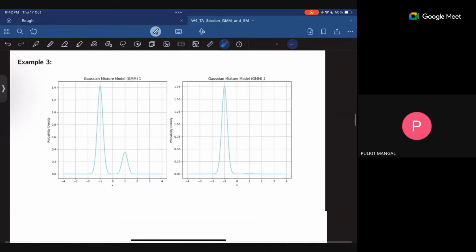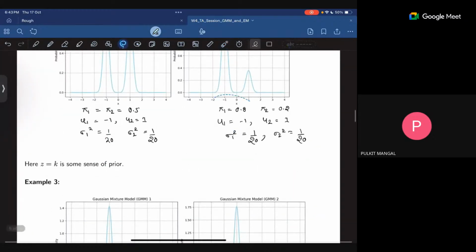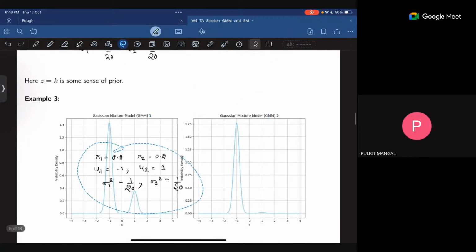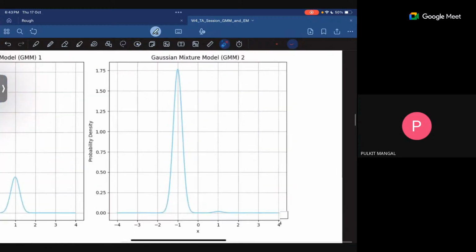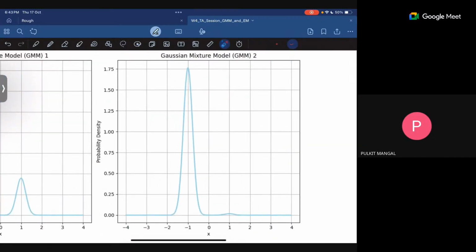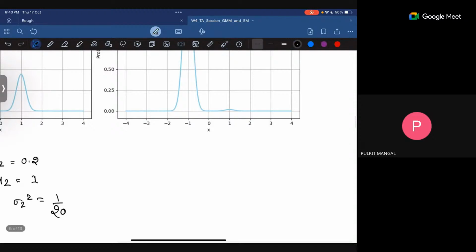Now again, this was the same. I just kept it up here. This left hand side is the same as what we saw. Now what about this one? What can you guess from here? What is the probability of choosing the first component, and the probability of choosing the second component? 0.9, and the second one 0.1. Yeah, and it is almost exactly that.